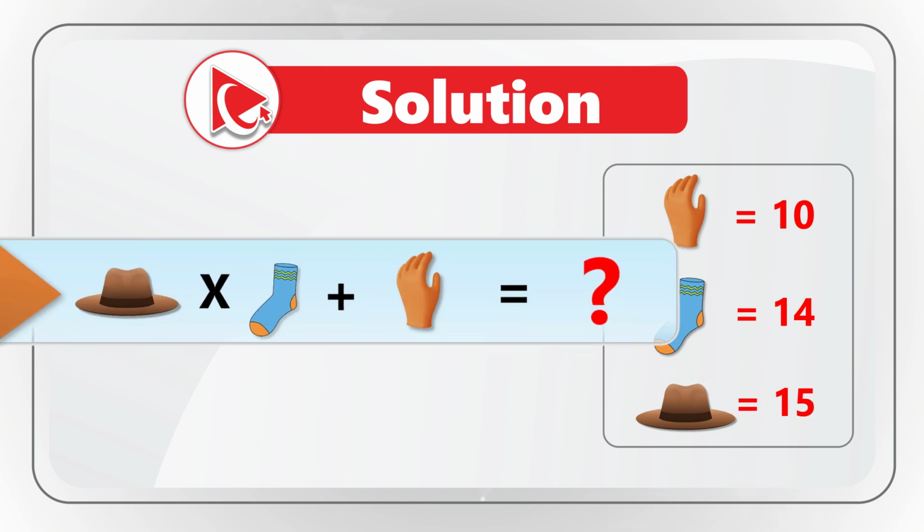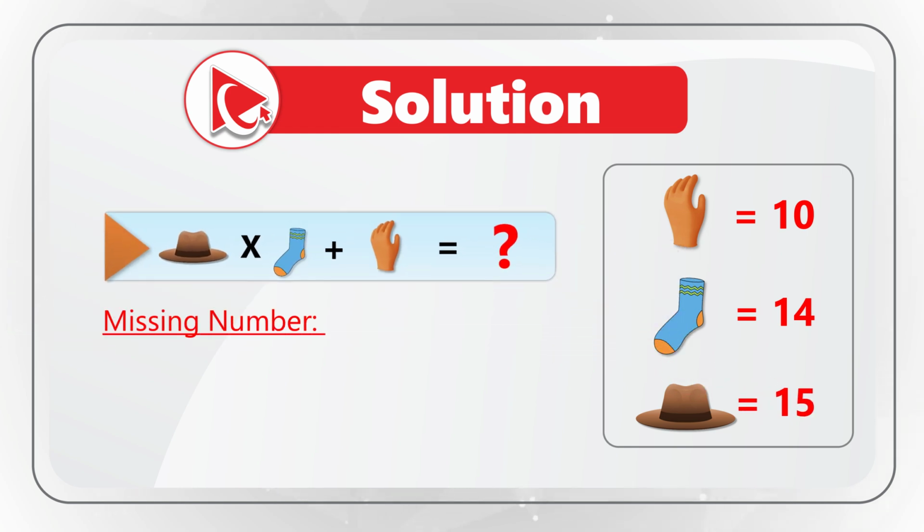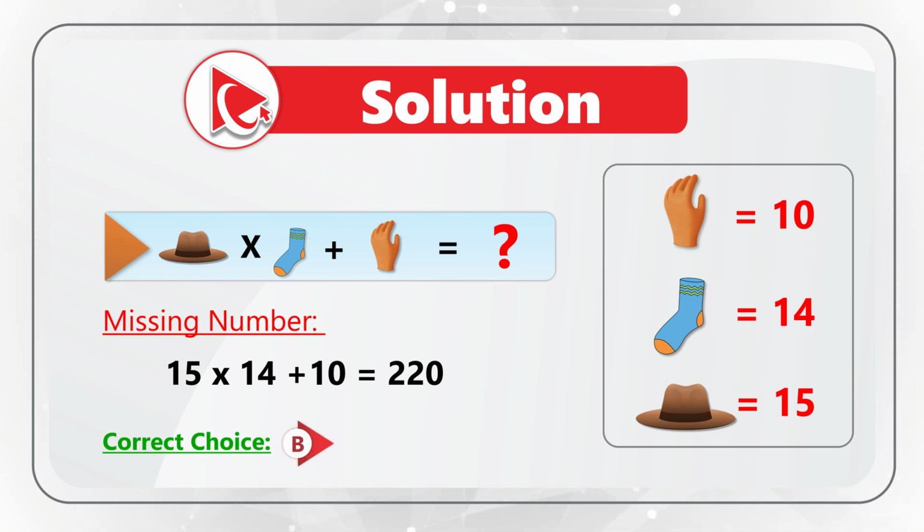Now we are ready to calculate the missing number. And to do that, we need to multiply 15 by 14, which would be equal to 10, and add 10. This is the value of hat multiplied by sock plus the value of glove. So the correct answer here is choice B, 220.